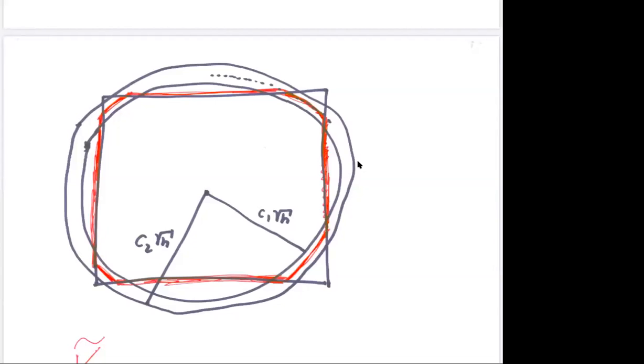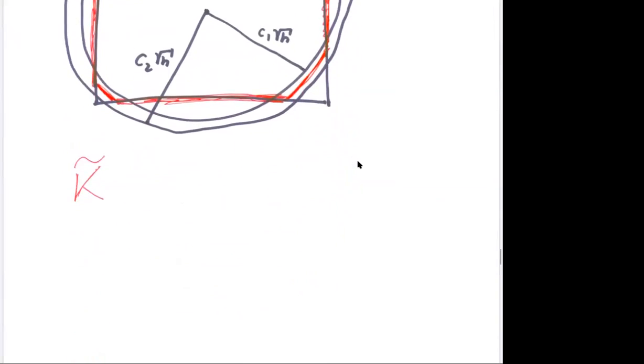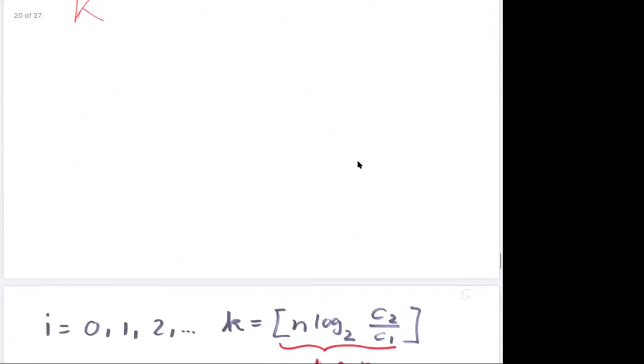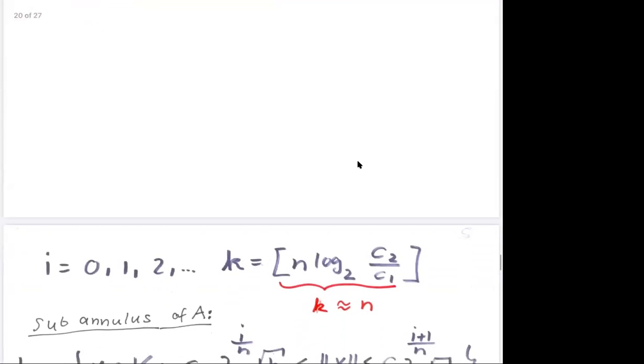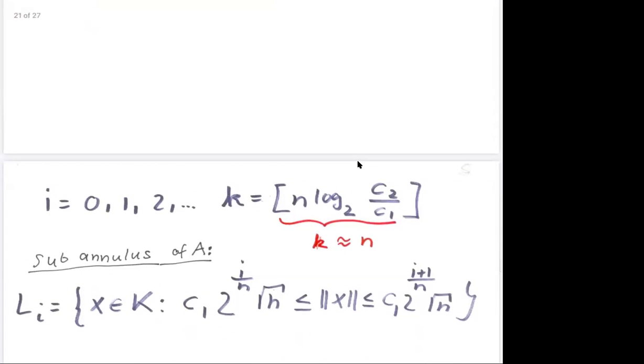The thing is, as I tried to indicate, one has to be a little bit careful which radius one chooses within this annulus. And in order to make things work, we'll actually have to subdivide this annulus A into smaller subannuli that I have written here. So we'll subdivide it in subannuli Li, where i runs from 0 to K.